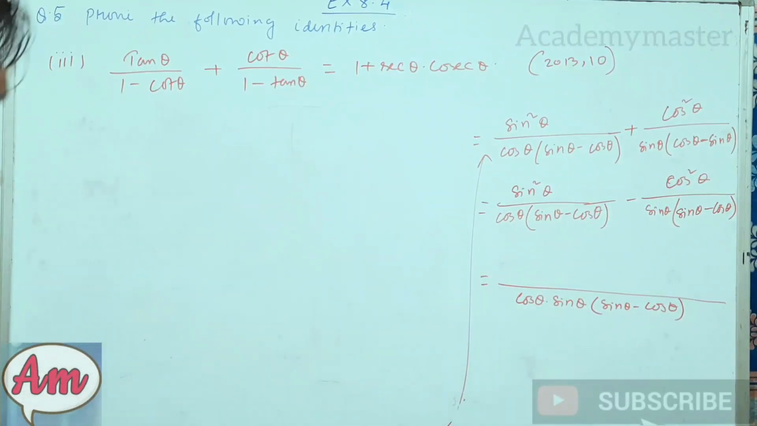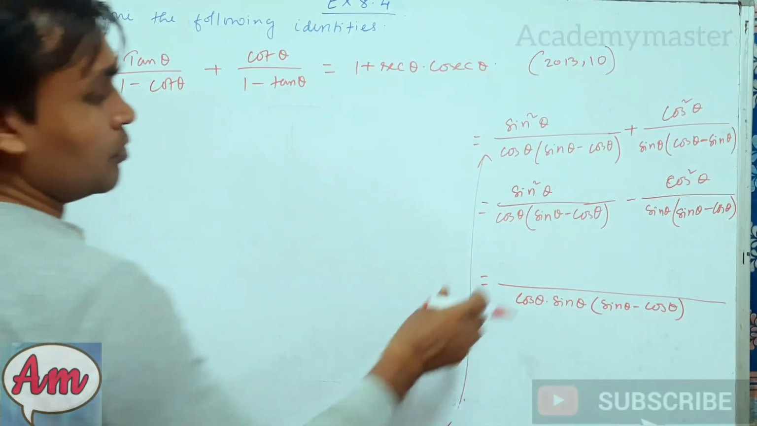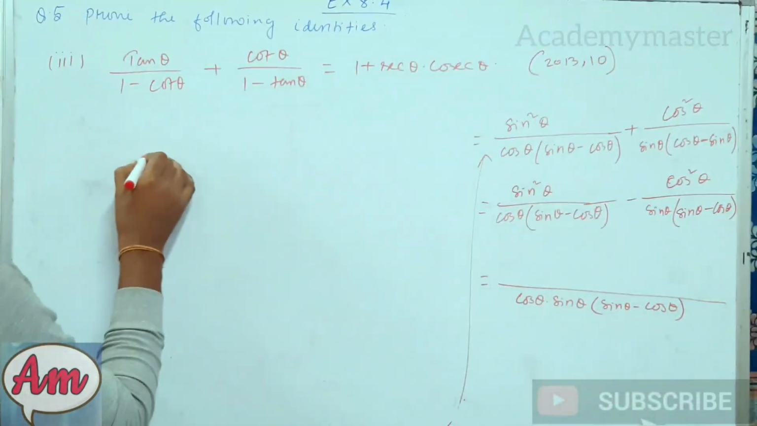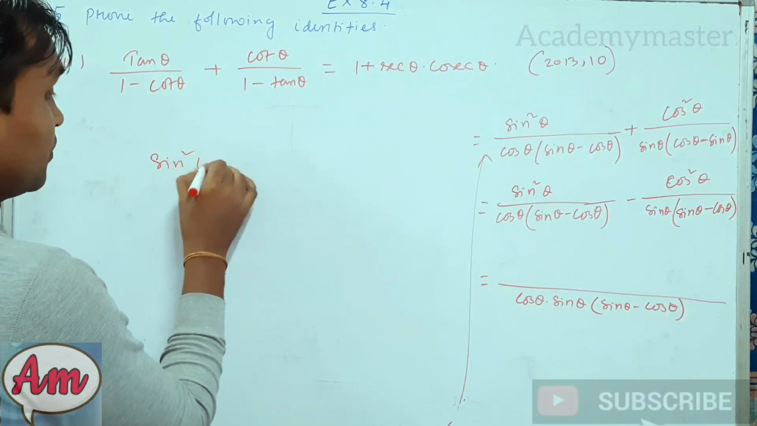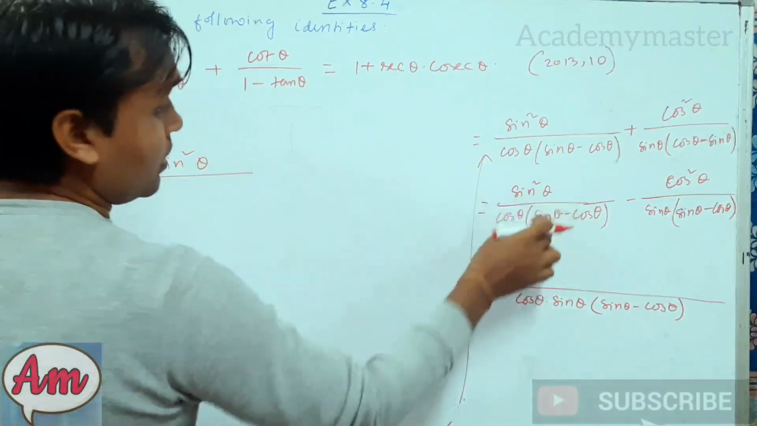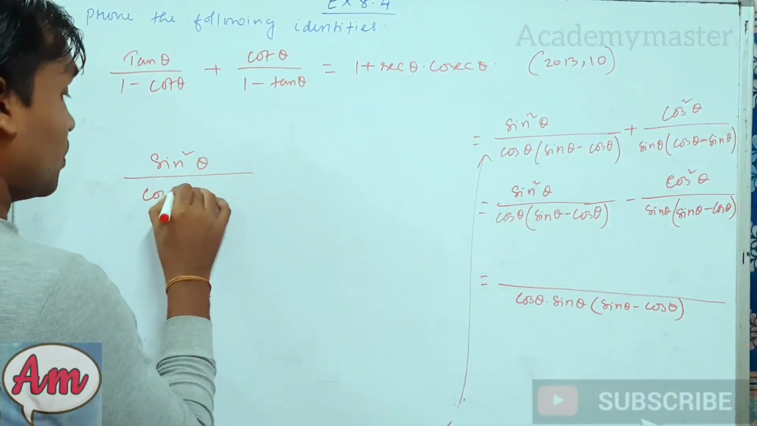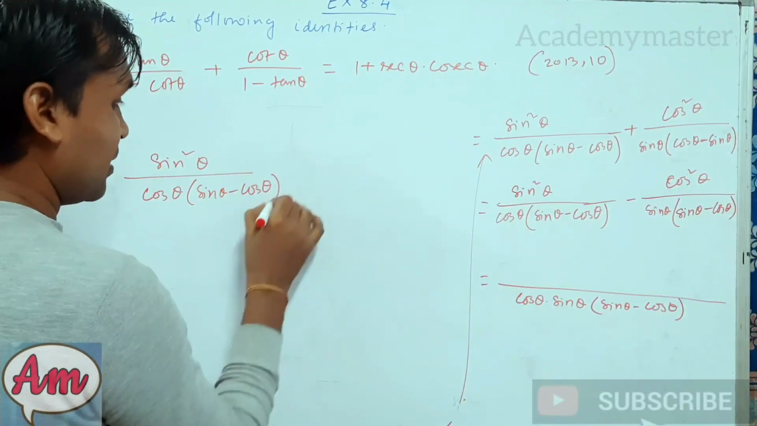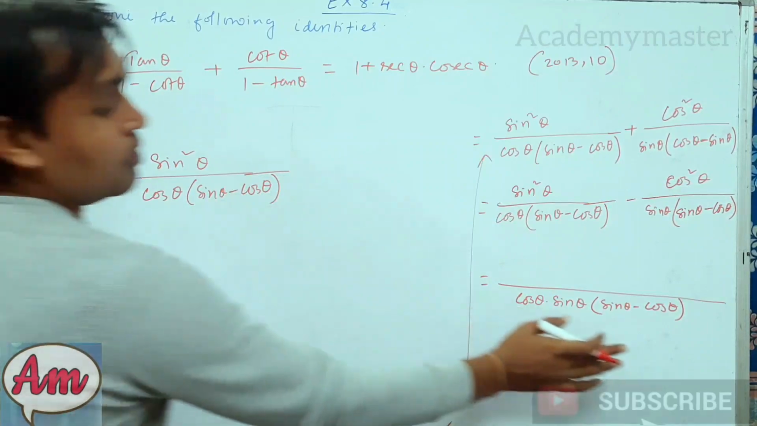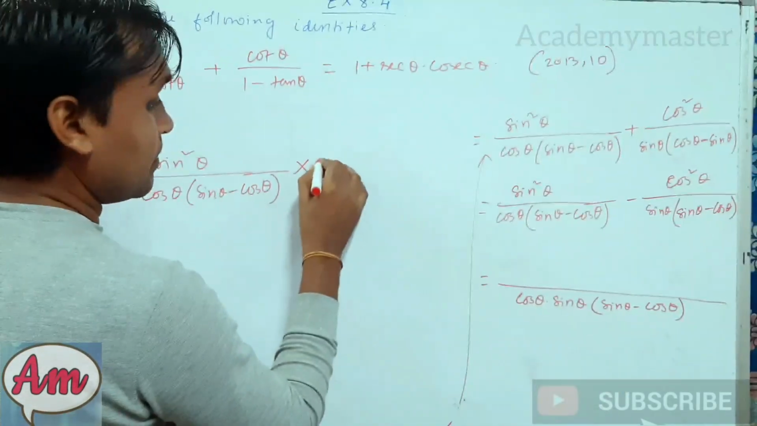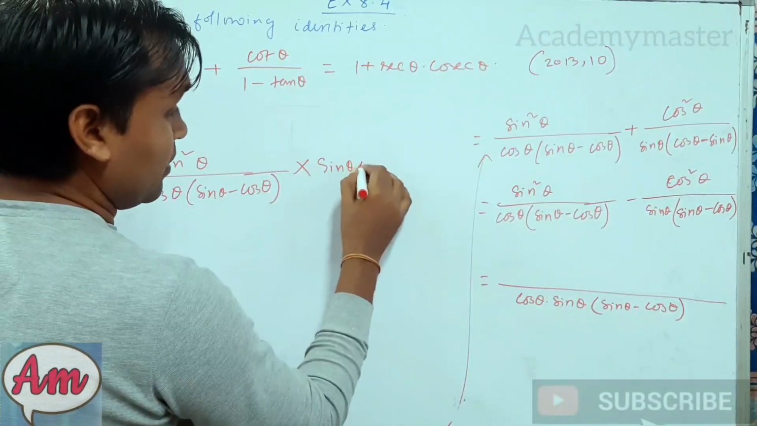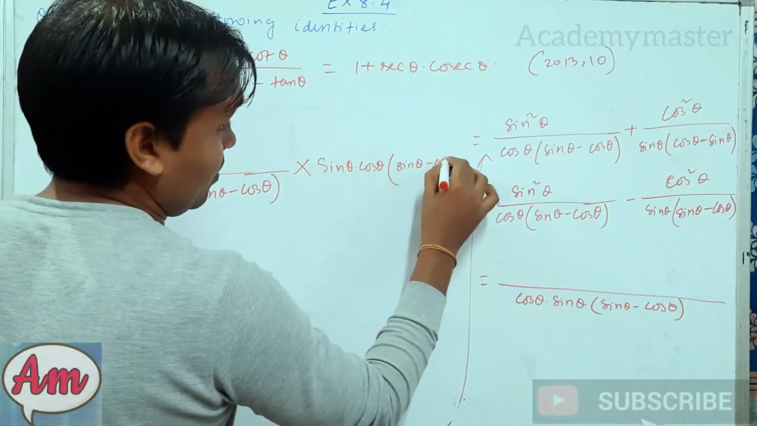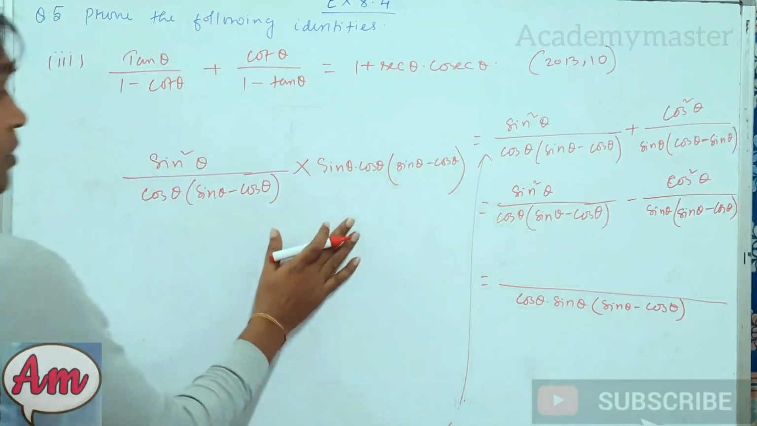Okay. So I'll show you how we will take this. This is the fraction and this is our LCM. So how to take it? Many of you will have doubt here, I know very well. So sin²θ by cosθ(sinθ − cosθ), this is your fraction, and this one is our LCM. So multiply the LCM. I told you sinθ into cosθ, and what is there in the bracket? sinθ minus cosθ. This is rough work.